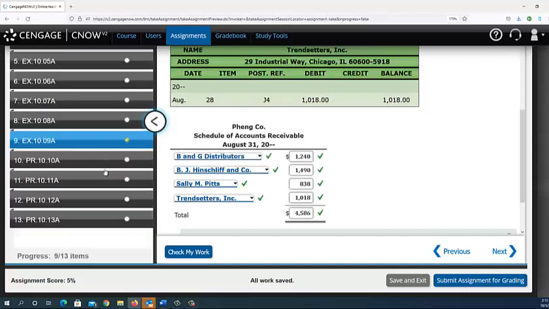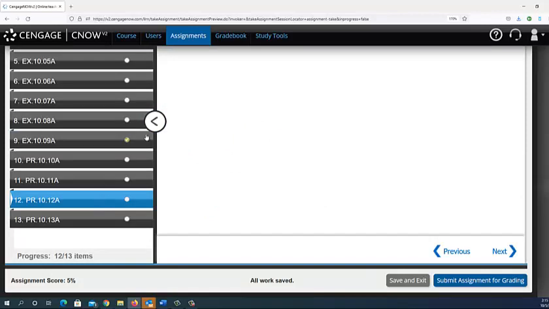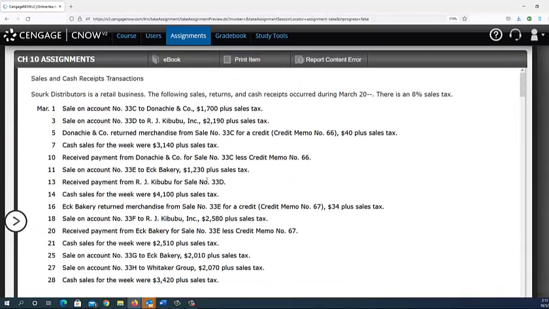Okay, next we're going to move on to one of the problems, problem 10.12. This one has everything in it, but I'm not going to do the whole thing. I just want to do maybe through March 1st through the 10th, and we're going to journalize these transactions and then post them to the general ledger and the accounts receivable ledger. So on the first one, we've got Donacci and Company, and we have made a sale on account to them for $1,700 plus sales tax. And it's telling us here that there is an 8% sales tax rate.